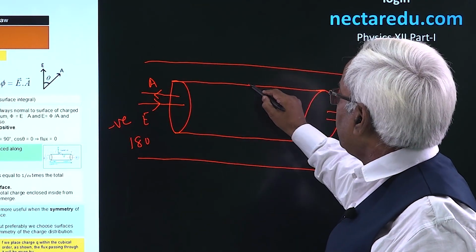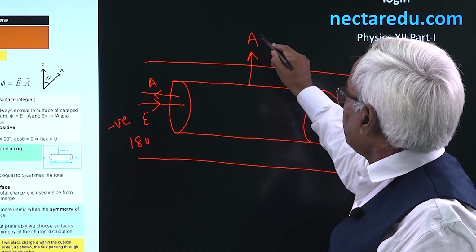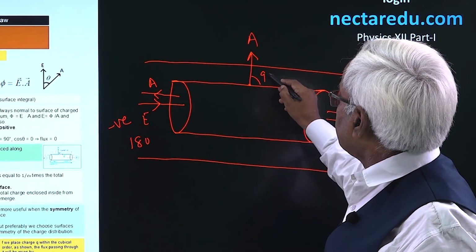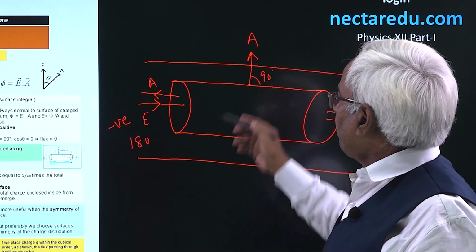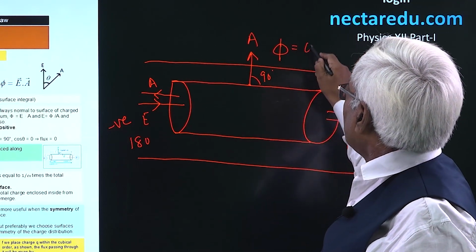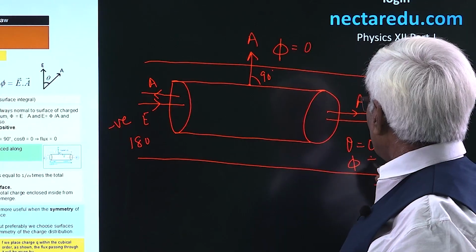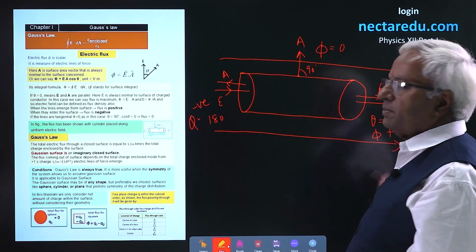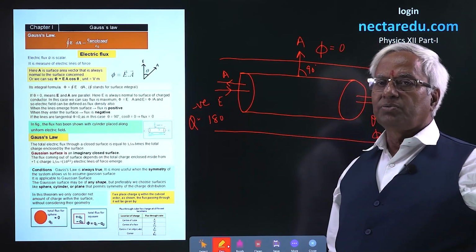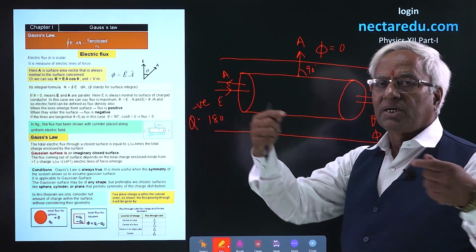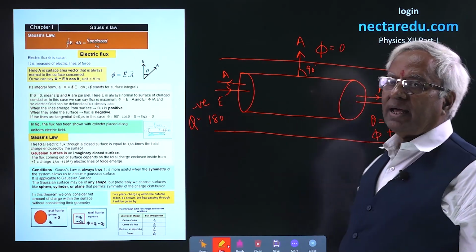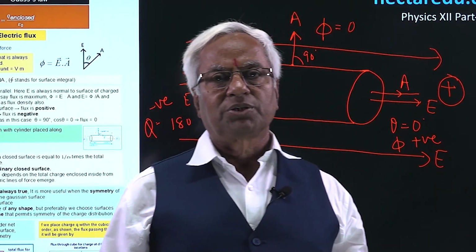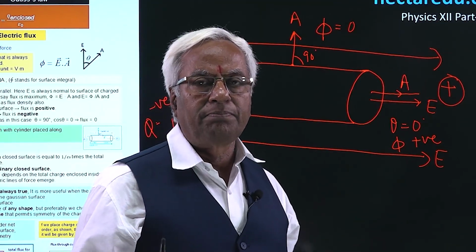What's the angle between the area vector and E? See, E is left to right. This angle is going to be 90 degrees, cos 90 is 0. So, flux here is equal to 0. You got the values of flux at all the three places as written here: positive when the lines are going outward, negative when the lines are entering, and 0 when the lines are tangential. So, whenever the electric field is tangential to the surface, flux is going to be completely 0.